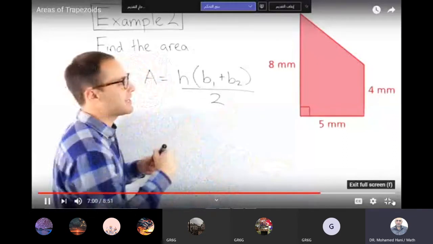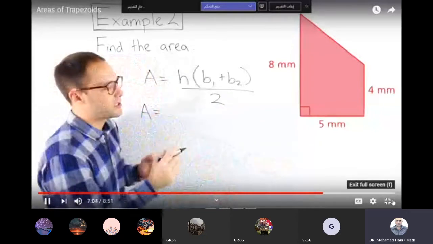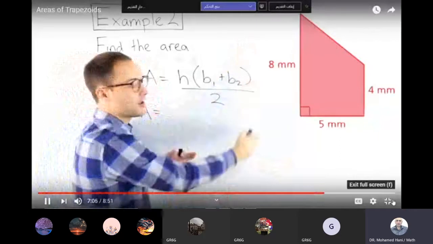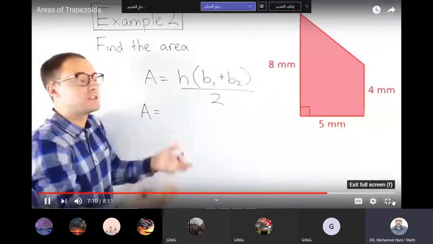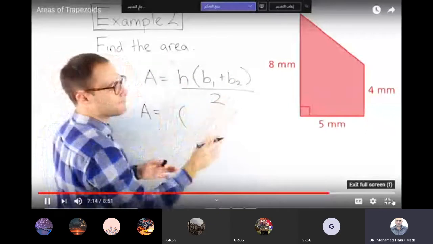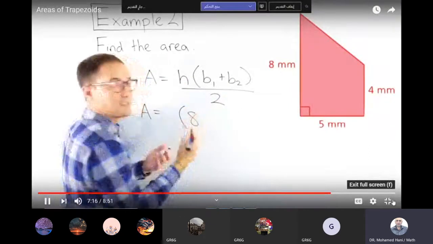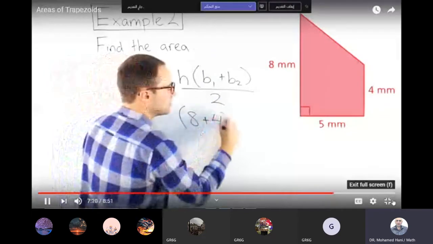Okay? So if I look here, those sides that are parallel to each other are here on the left side and then on the right side. Those are parallel, which means those are my bases. So I'm going to leave the H for a second, and let's say B1 then is 8 millimeters plus B2 then would be 4 millimeters.